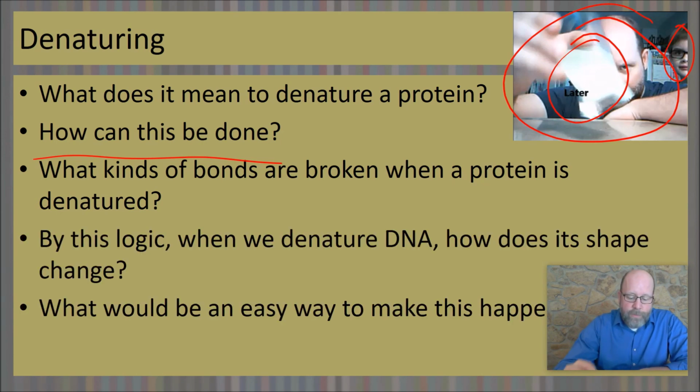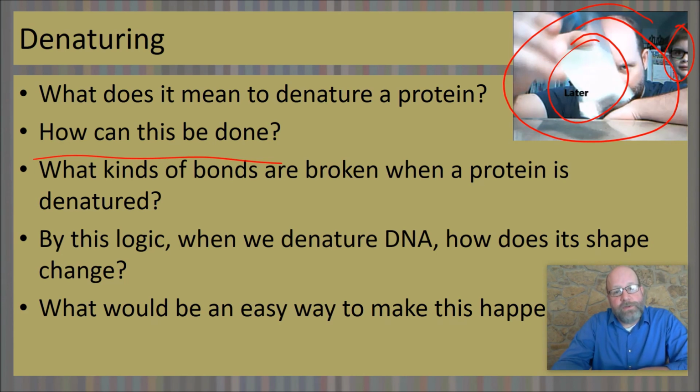So by that logic, when we denature DNA, how does its shape change? Because we do say this. We say you're going to denature the DNA, and we're going to disrupt those same bonds, those hydrogen bonds, hydrophobic interactions, or ionic interactions. Of course, in DNA, the only one of those that we have is hydrogen bonding. So what would be an easy way to make this happen, to disrupt those hydrogen bonds?